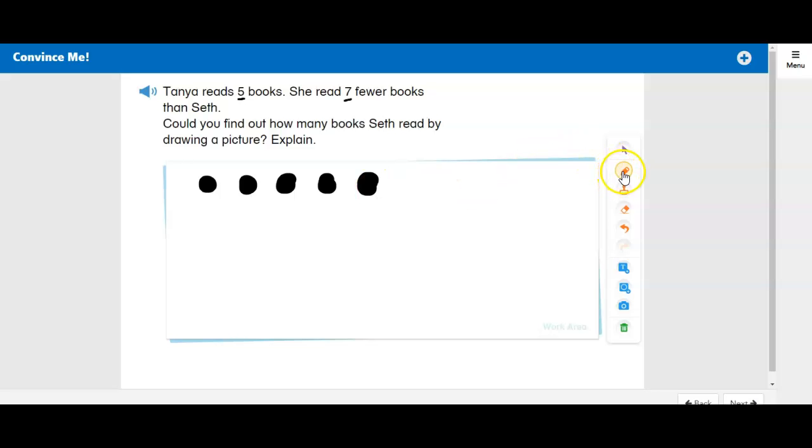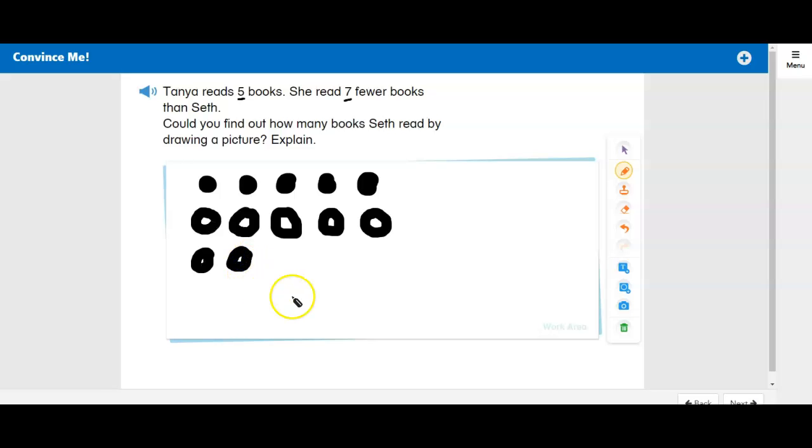So that means that Seth read 7 more books than Tanya. So what we could do is draw her 5 books like we did and then count on. So add 7 more. So for Seth's books, I'm going to draw an open circle. So for Seth's books, I'm going to draw 1, 2, 3, 4, 5, 6, 7.